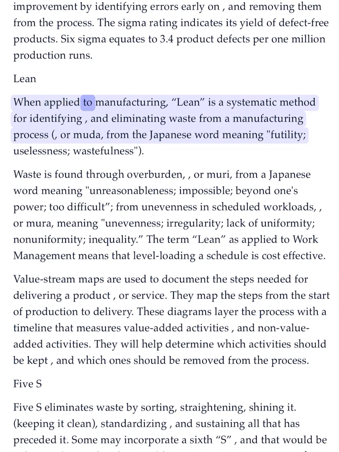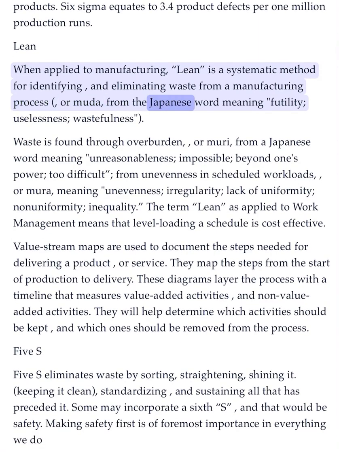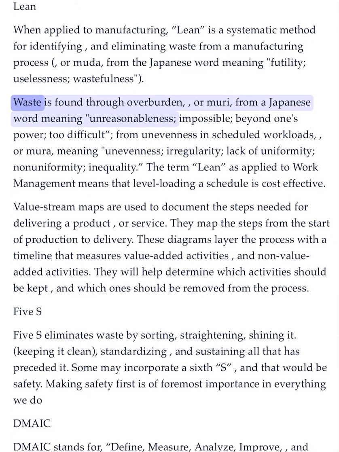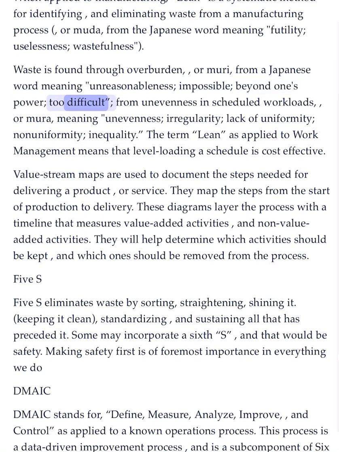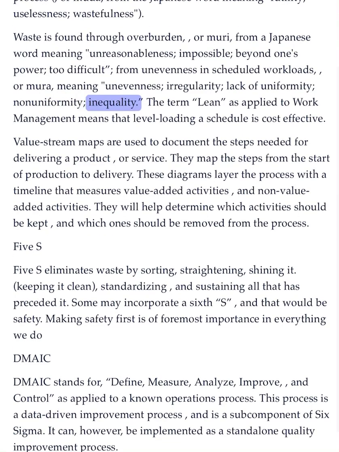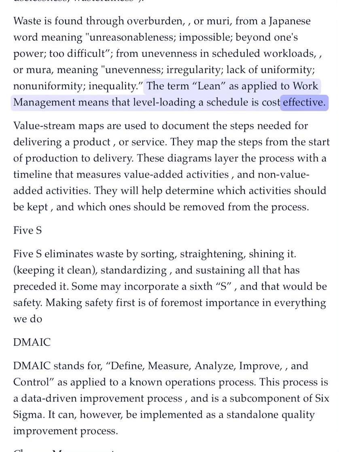Lean. When applied to manufacturing, Lean is a systematic method for identifying and eliminating waste from a manufacturing process, or muda, from the Japanese word meaning futility, uselessness, wastefulness. Waste is found through overburden, or muri, from a Japanese word meaning unreasonableness, impossible, beyond one's power, too difficult. From unevenness in scheduled workloads, or mura, meaning unevenness, irregularity, lack of uniformity, non-uniformity, and inequality. The term lean, as applied to work management, means that level loading a schedule is cost-effective.